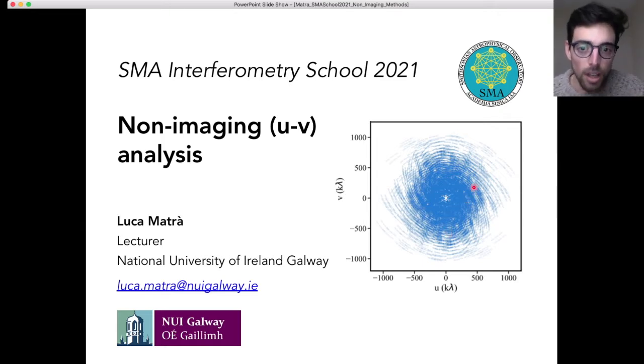Now this UV coverage is basically a collection of UV points corresponding to single measurements by the telescope. So every point on this diagram corresponds to a pair of antennas making a single baseline per time per frequency, because different times correspond to different UV points, and different frequencies also correspond to different UV points. Okay, so let's get started.